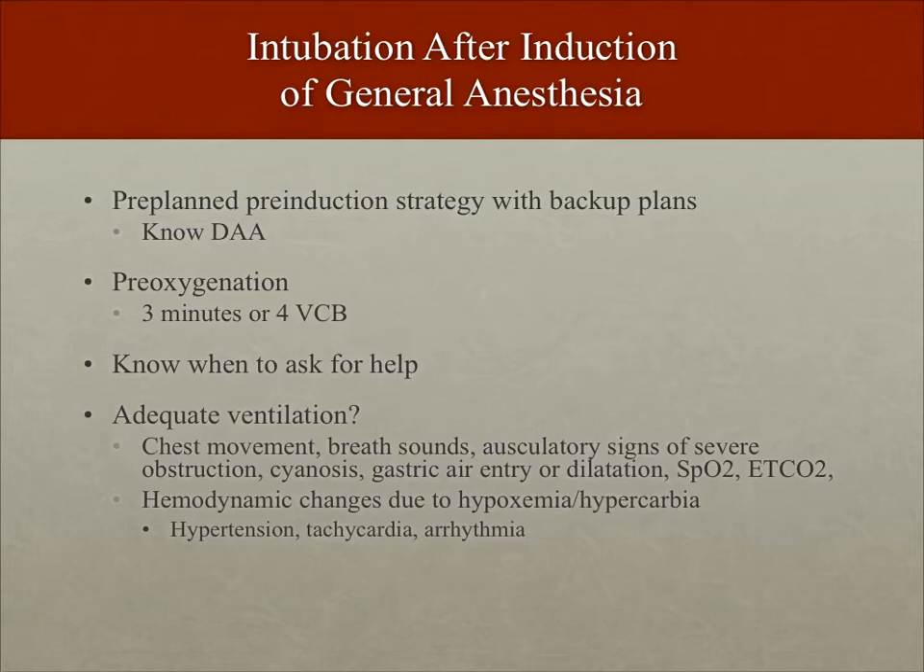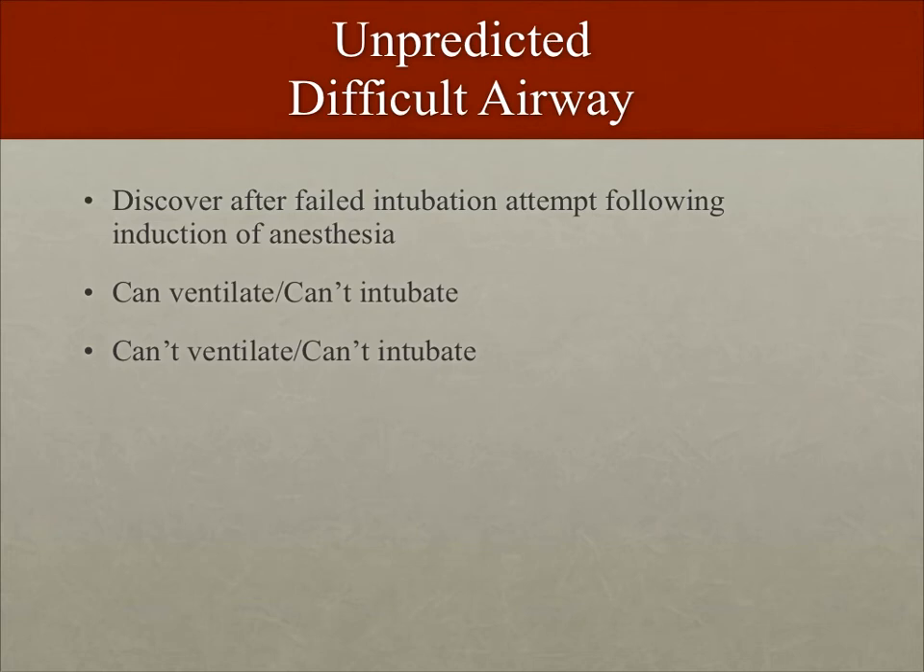Call for help early. You may need hands to monitor and treat vital signs while you're trying to secure the airway. There are 2 types of airways that we will deal with: can't intubate but can ventilate, or can't intubate and can't ventilate. If face mask ventilation is adequate, consider alternative approaches to intubation. If you're still unsuccessful, consider using an LMA or waking the patient up.